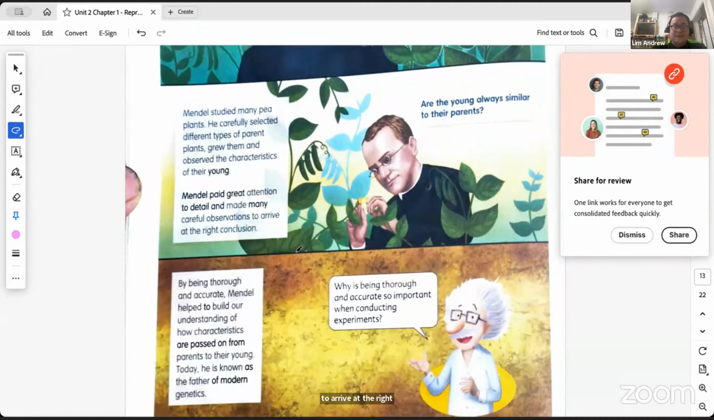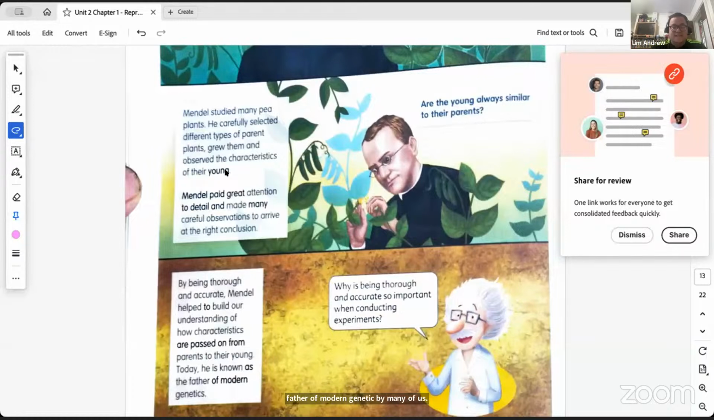By being thorough and accurate, Mendel helped us understand that characteristics are passed on from parents to young. He told us that parents and young share the same characteristics, such as the shape of the leaves, the type of flowers, and the colors. He is known as the father of modern genetics by many of us in today's era.